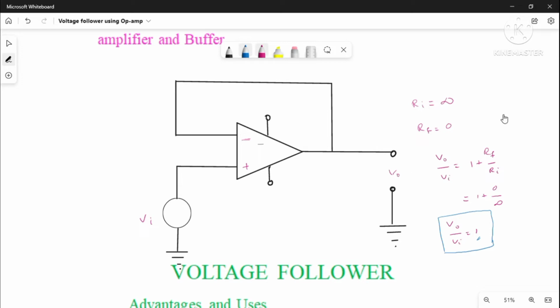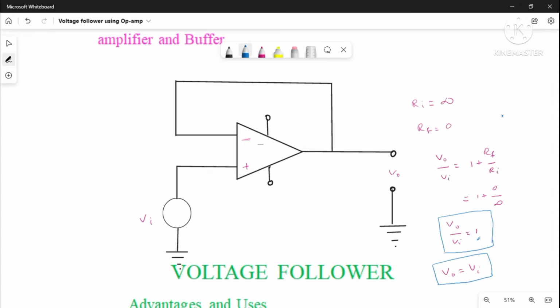If you further use this expression, Vout is equal to 1 into Vi, that is, the input voltage and output voltage are equal. Output is equal to input. This is the reason why we call this circuit a voltage follower. The output voltage follows the input voltage. That is the concept, so I think it is very clear.